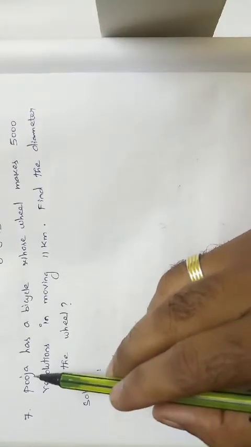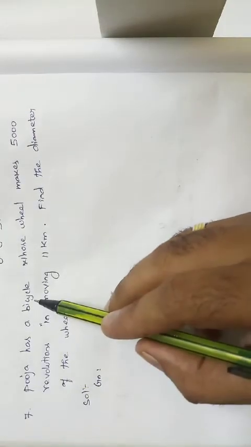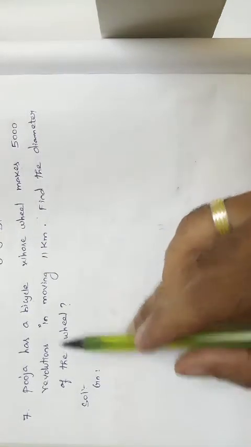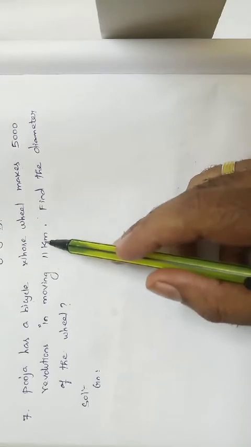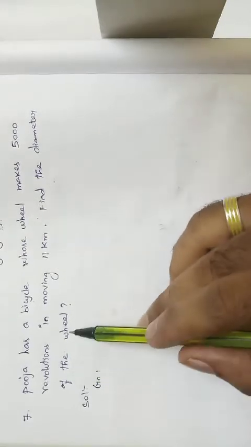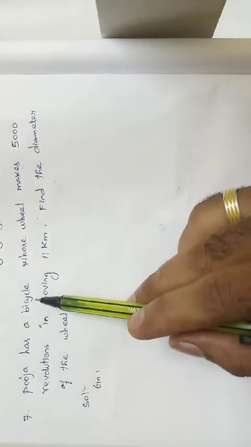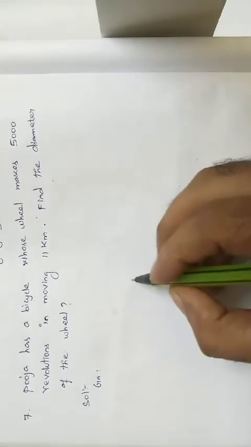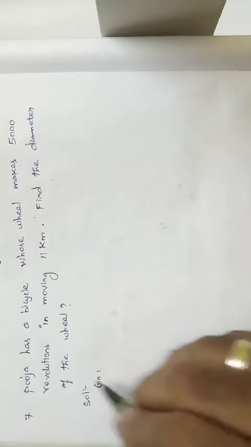Sum number 7. Pooja has a bicycle whose wheels make 5000 revolutions in moving 11 kilometer. Find the diameter of the wheel. First write the givens, and write what we want to find. After that, write the formula needed, substitute whatever we have in the given, and simplify, and you will get the answer.